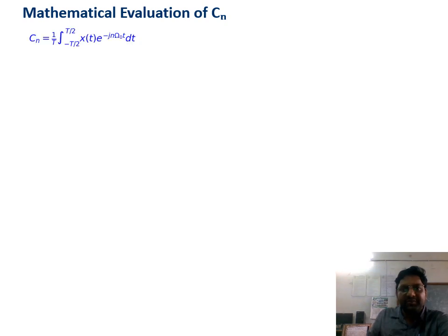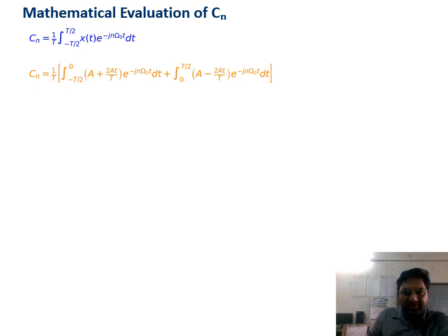Now I am evaluating the value of the actual Cn coefficient of the Fourier series expansion. The Cn formula, we know, is given by this expression as shown previously, and within the limits the x of t value gets changed. With respect to different limits we have different values of x of t, so that is substituted here in the integral to be evaluated for n.